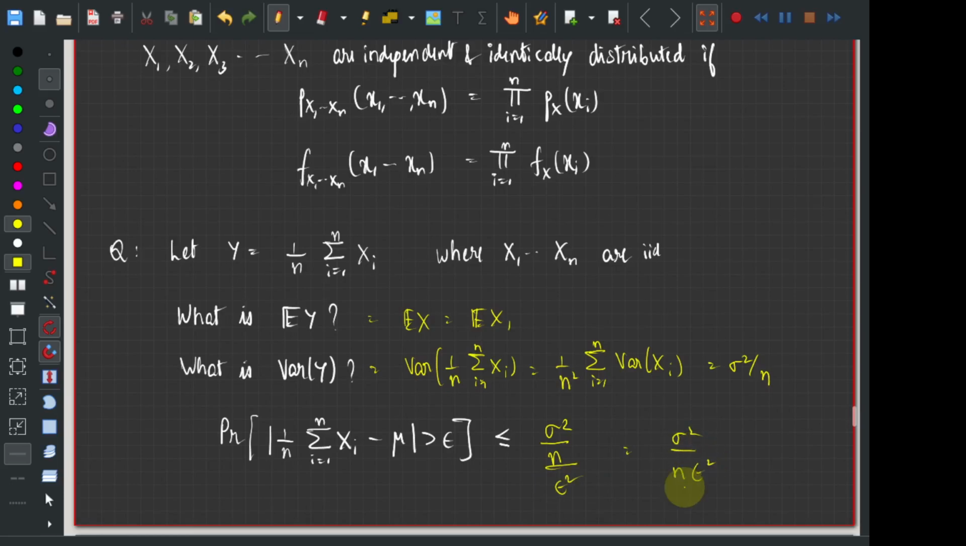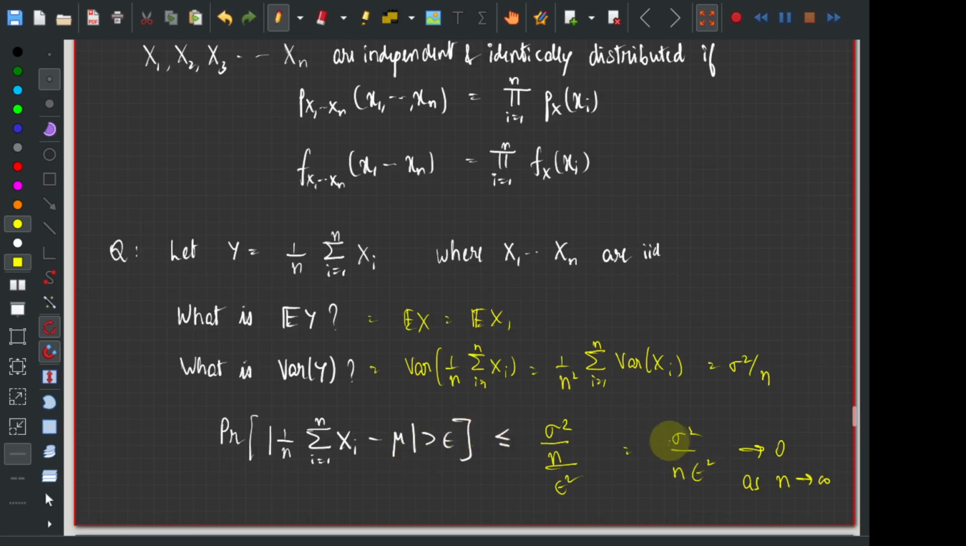So if I fix any small epsilon, could be let's say 10 to the power minus 3, as I let n tend to infinity, what happens to this? It tends to 0, right? So this tends to 0 as n tends to infinity. Correct? So now this gives evidence to our empirical observation that if I toss a coin n times, if n is large, then with high probability I will see that the fraction of heads is very, very close to a half.